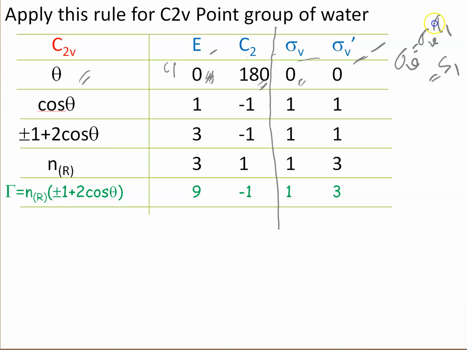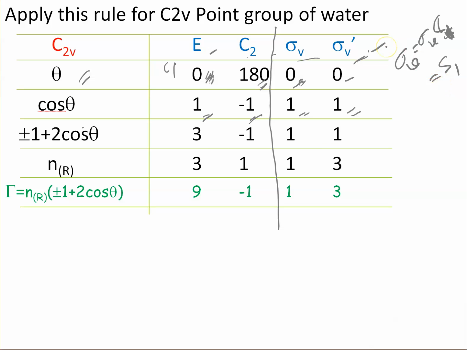Okay, therefore C1 means rotation by 360 degree or 0 degree. So it is 0 degree, sigma V dash is 0 degree. So cos theta, we know cos 0 is equal to 1 and cos 180 is equal to minus 1. Cos 0 is equal to 1, plus or minus 2 cos theta. Here, these two are proper rotation, therefore plus sign. These two are improper rotation, sign is minus.